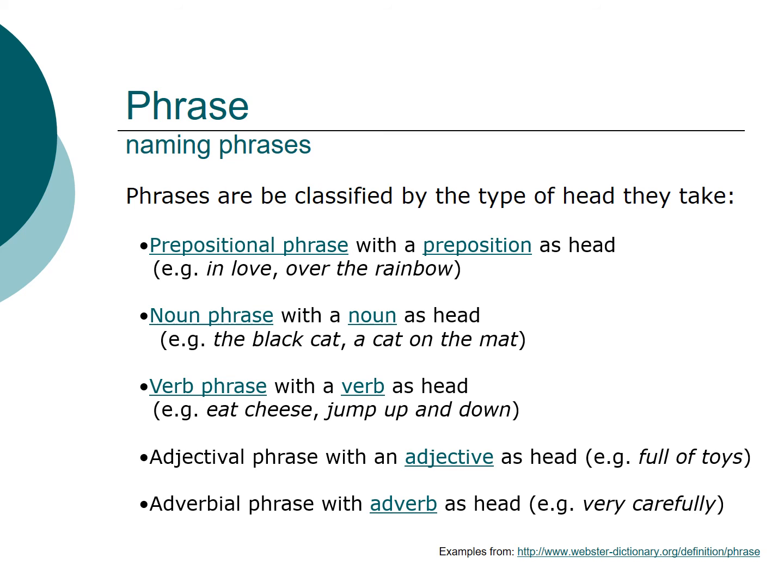If I'm speaking about a noun phrase, it has a noun as a head. It begins with a noun. The black cat, a cat on the mat. So this is a noun phrase. If I'm going to speak about a verb phrase with a verb as head: eat cheese, jump up and down. Then I have an adjectival phrase, which has an adjective as the head: full of toys, for example. Adverbial phrase with an adverb as head, like very carefully, for example.